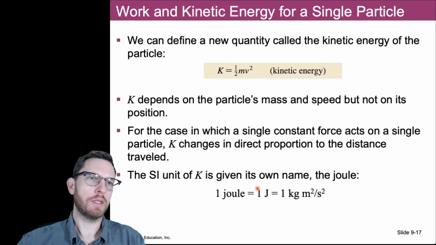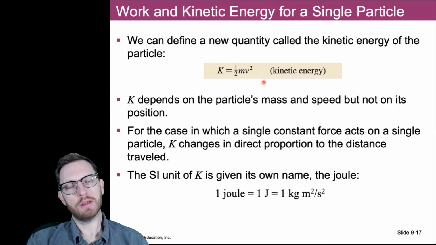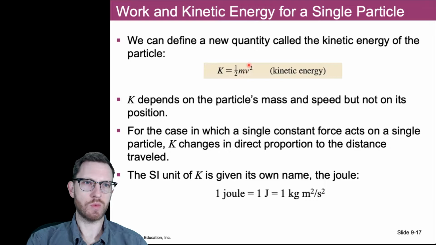Now, the kinetic energy that we've been describing in this chapter, we can now write down quantitatively. When we talk about the kinetic energy of a massive particle, it's equal to half of the mass of the object times the square of the velocity. It depends on the particle's mass and the speed, but not on its position. It doesn't depend where in the system it is, just on the mass and the speed.